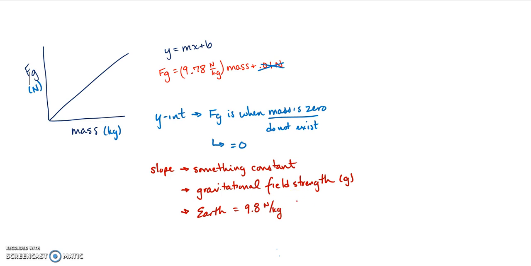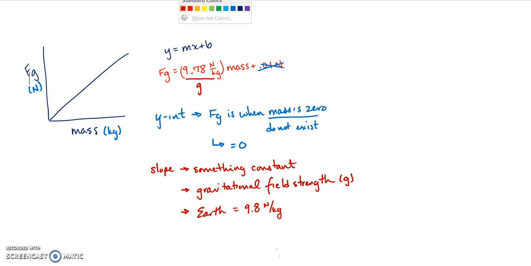Now this value does change a little bit based on where you are on the Earth, but not by much. And so kind of the agreed upon average is 9.8, maybe you've heard 9.81. That's the number that we're going to be using in class, 9.8 newtons per kilogram. So if you're ever on Earth, it has a gravitational field strength of 9.8 newtons per kilogram. And so what that means is we can replace this with the gravitational field strength, so we have the letter g.